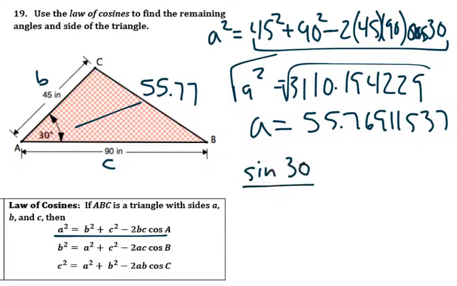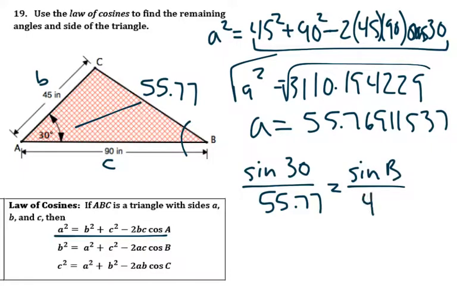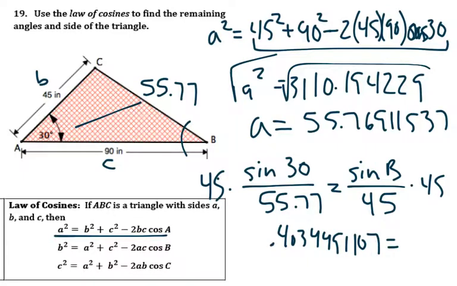Okay, now I can use the law of sines. So I've got the sine of 30 over 55.77, and the reason I'm putting the angles on top is because that's what I'm looking for. So let's go for angle B again. So sine of angle B over 45. So times both sides by 45. So I get the sine of 30 degrees divided by that 55.77, and multiply that by 45. That gives me 0.40344911107 equals sine of angle B.